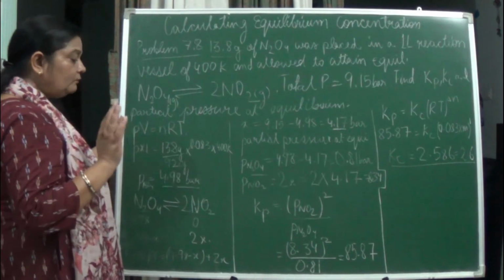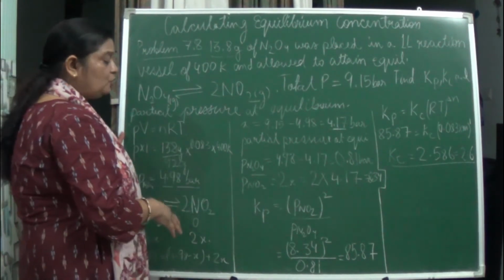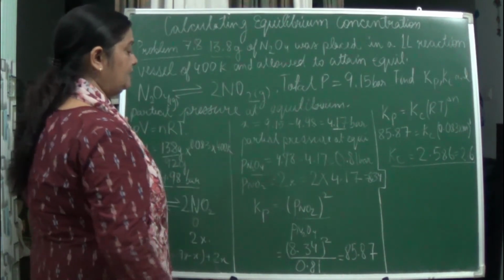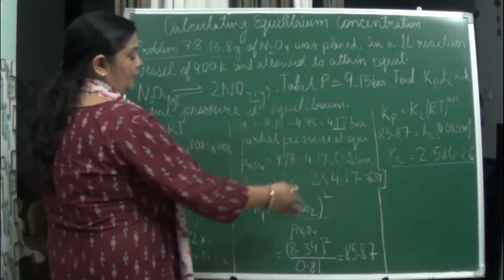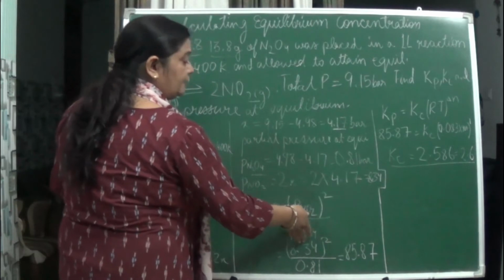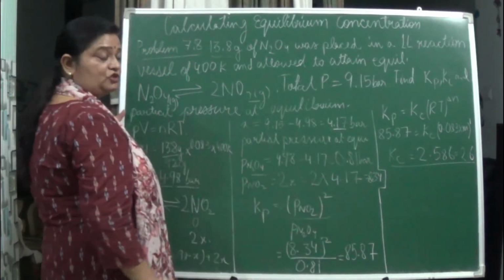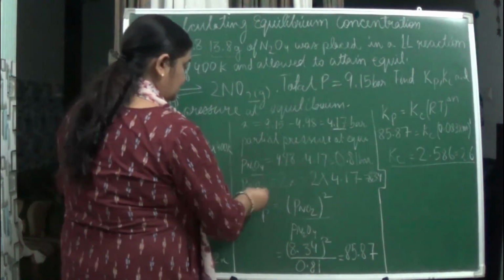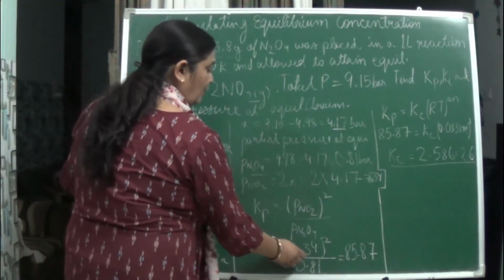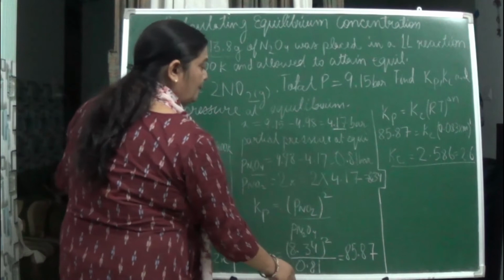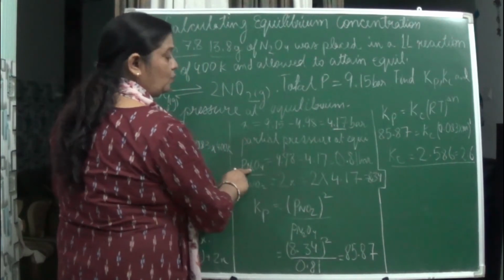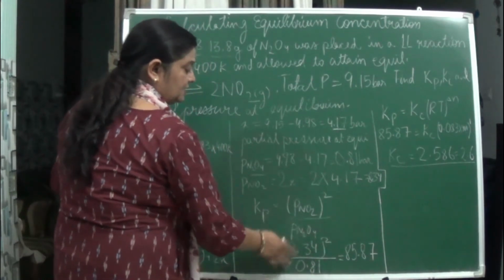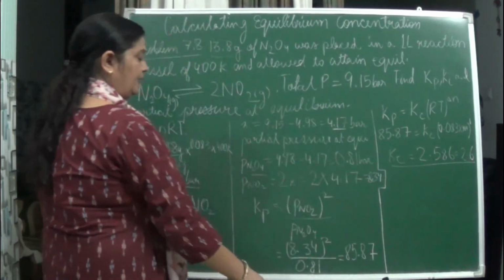Now how do we calculate Kp? This formula I have given you earlier: Kp is equal to product upon reactant, raised to the stoichiometric coefficient. So here the product is NO2, so 8.34 square upon the reactant N2O4, and what was the value? 0.81. Just calculate it. You will be getting how much?